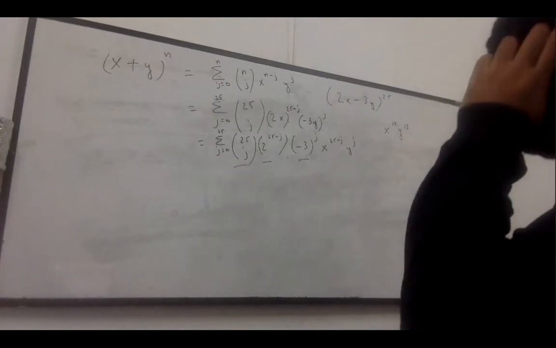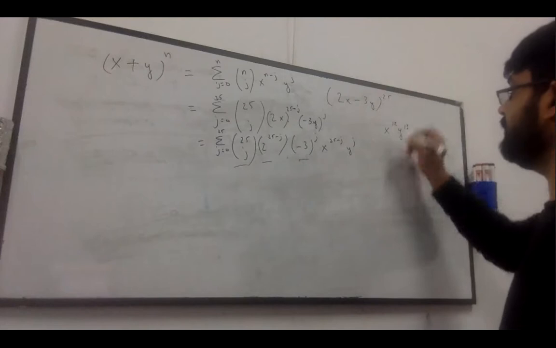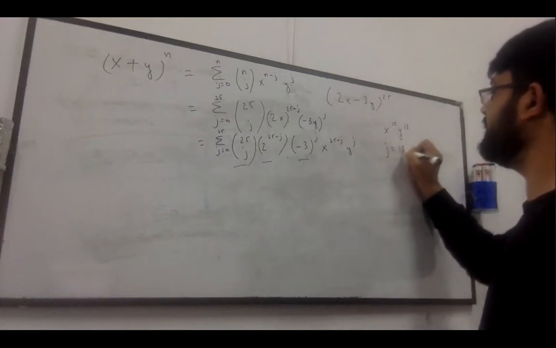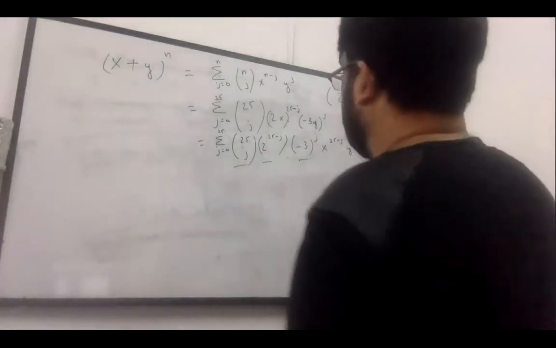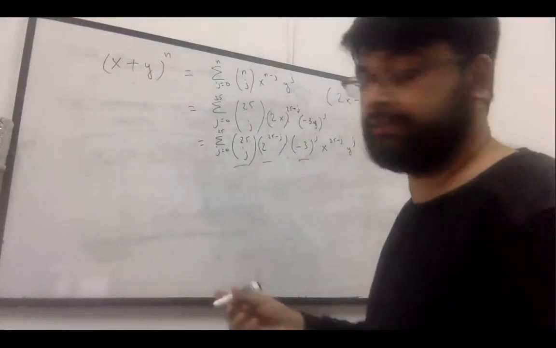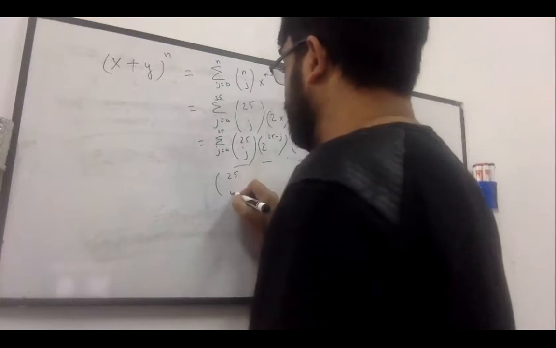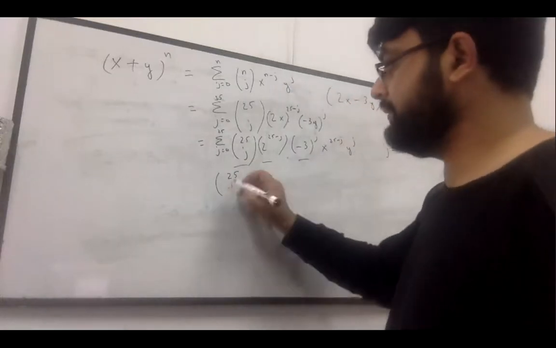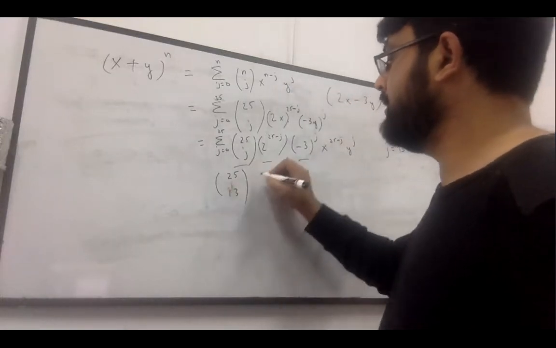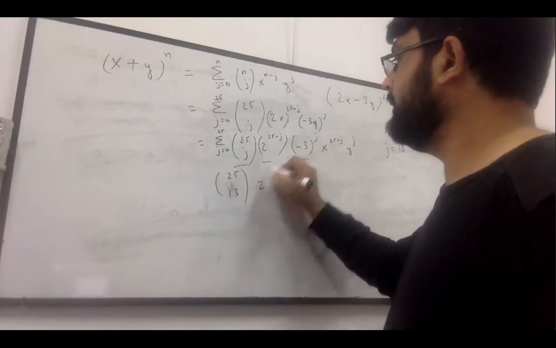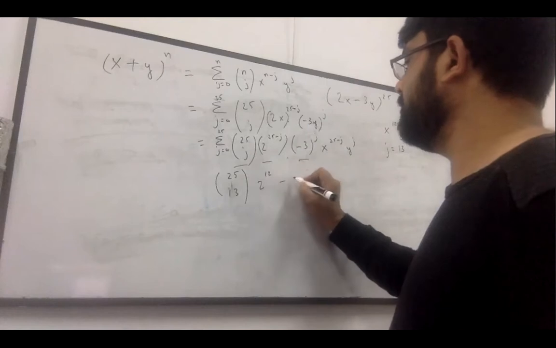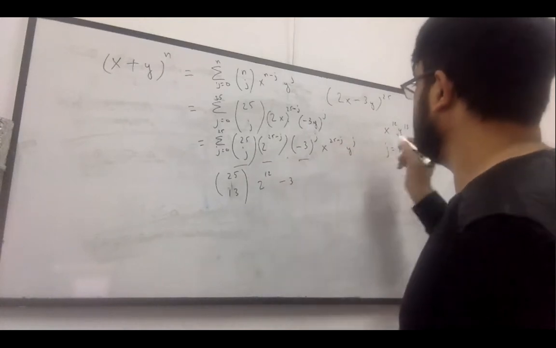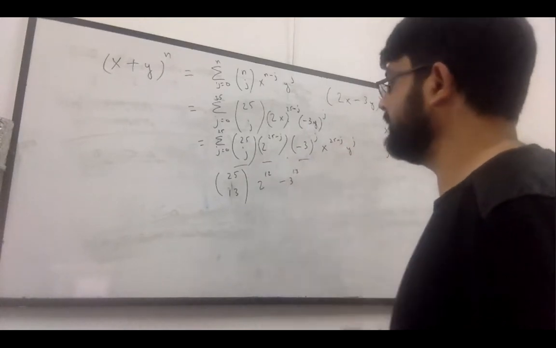So what is j here? From this, I can know that j is equal to 13. So in this case, my coefficient is 25C13 multiplied by 2 raised to power 25 minus 13, which is 12, into minus 3 to the power 13.